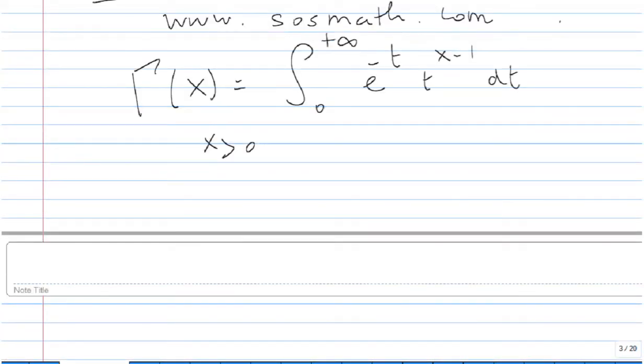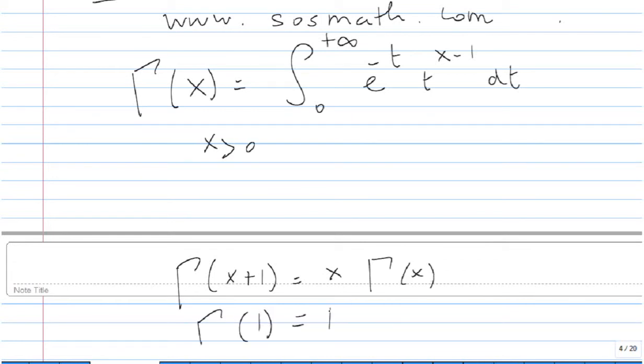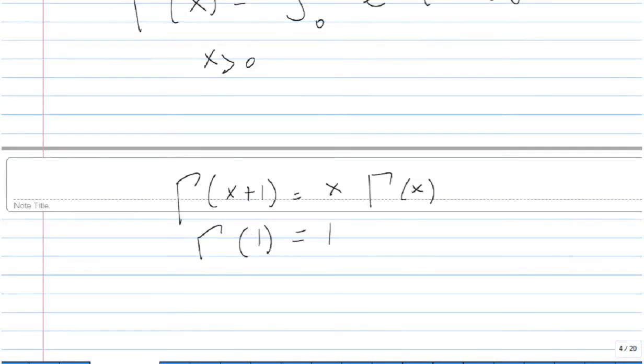So here, some of the properties, we can find them. First of all, gamma of x plus 1, by integration by parts, we can show that this is x gamma of x. Number 1. And gamma of 1 is equal to 1, because this will give you 1 minus 1, 0. t to the power 0 is 1. So we have the integral from 0 to plus infinity of e to the minus t dt, and that's very easy to do. So gamma of 1 equal 1 is very, very easy.